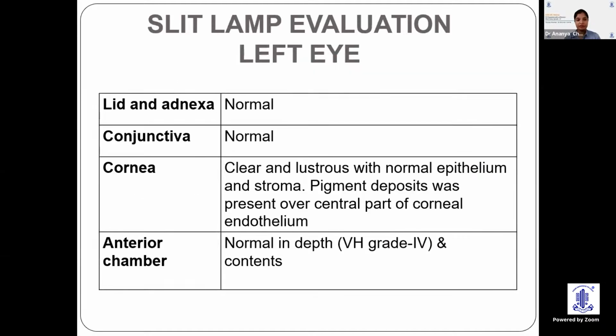Slit lamp evaluation left eye. Lids and adnexa normal. Conjunctiva was normal. Cornea was clear and lustrous with normal epithelium and stroma. However, pigment deposits was present over the central part of the corneal endothelium. Anterior chamber was normal in depth with Van Herrick's grade 4 and normal in contents.